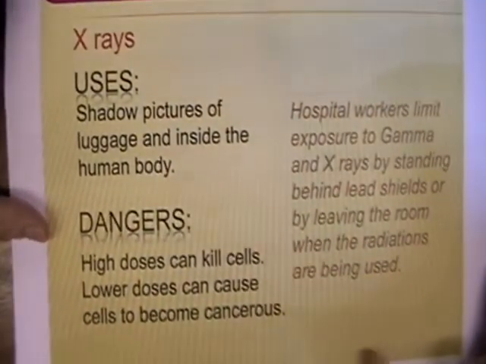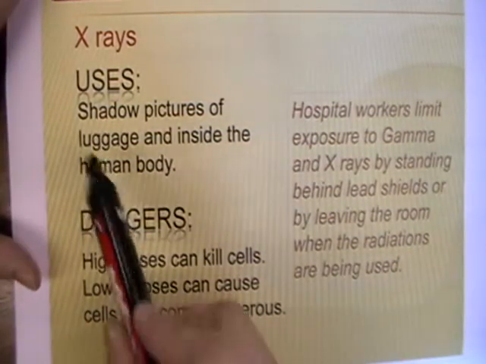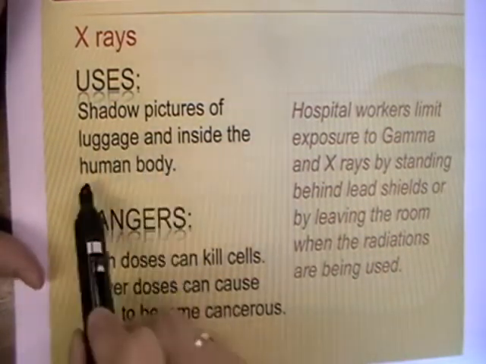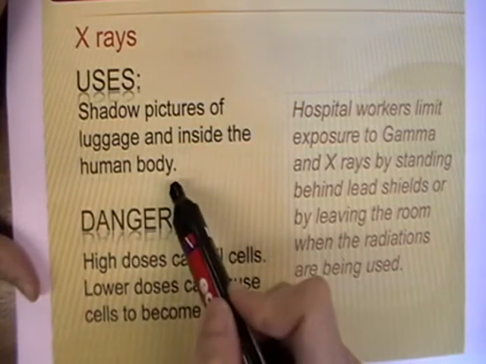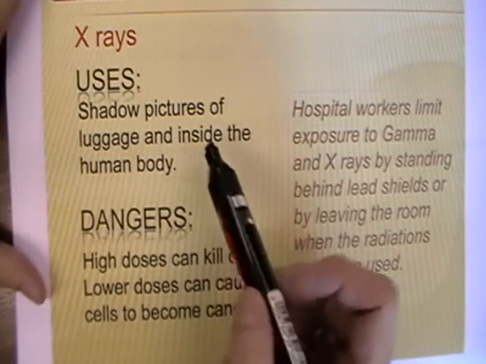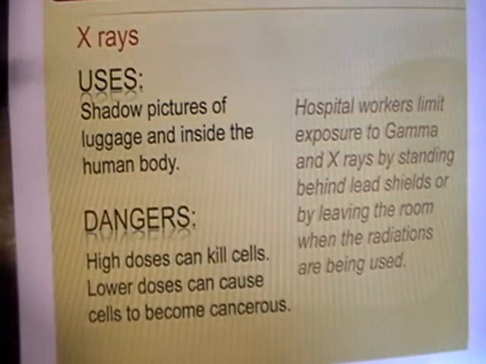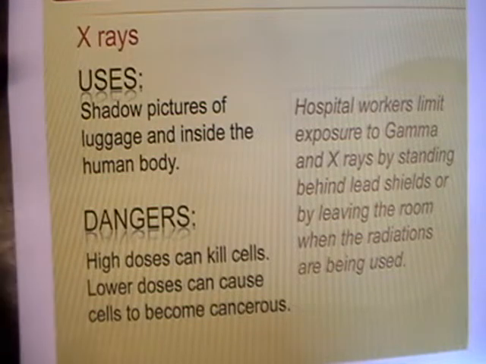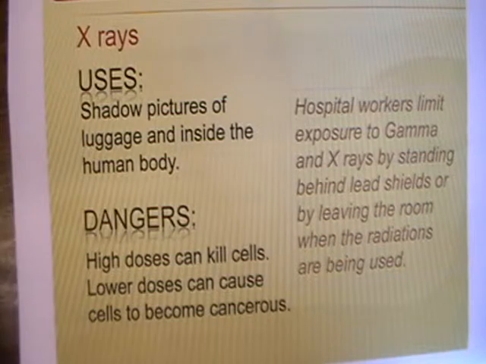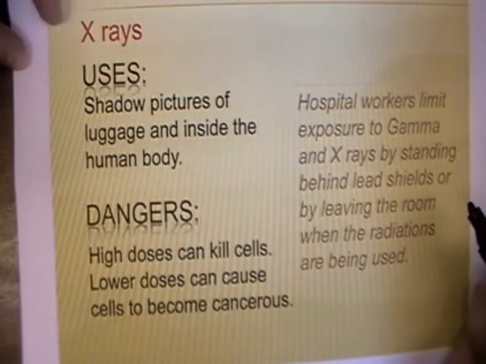X-rays are next. They have the second shortest wavelength. They are used to take pictures of the human body, probably the most common use, and they're used to take photographs of bones. They also take pictures of luggage in an airport. Sometimes they are used at the docks to look at cargo containers, to take x-rays of what's inside a cargo container to see if there's anything in there that they would need to open up the container and look at.